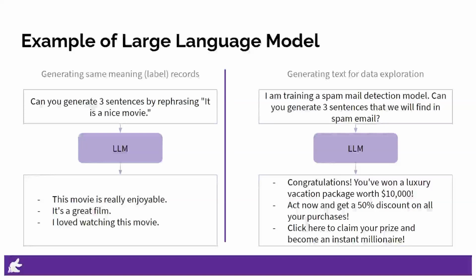Another use case is generating text for data exploration. For instance, let's consider a scenario where we aim to build a spam mail detection system through data exploration. We want to explore if unsupervised methods can help identify potential spam mails. In this case, we can utilize an LLM to generate some typical text that exists in spam mails. We can then convert this generated text into embeddings and search for similarities within our dataset. For example, some typical spam texts could be, "Congratulations! You've won a luxury vacation package worth $10,000, and click here to claim your prize and become an instant millionaire."